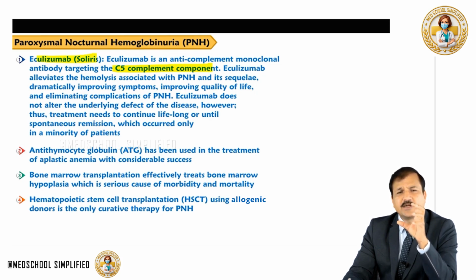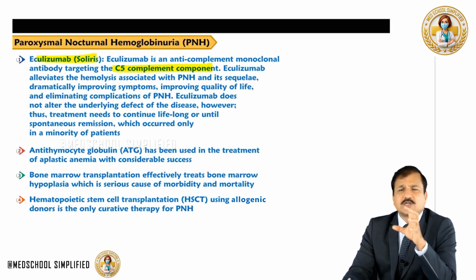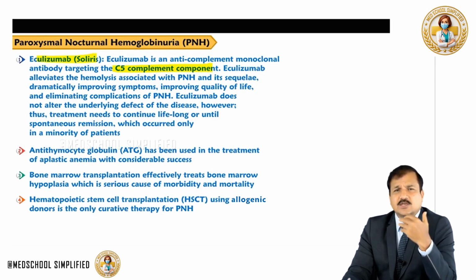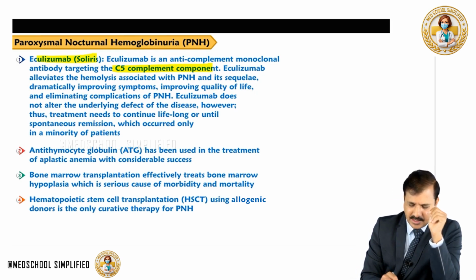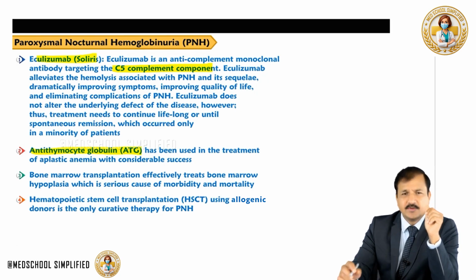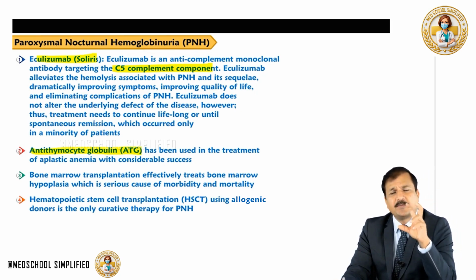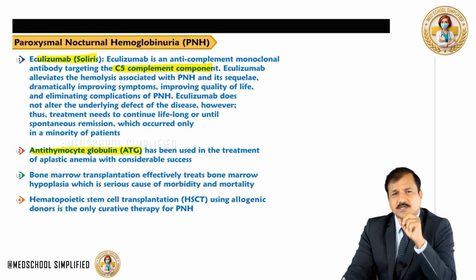However, the treatment needs to be continued lifelong or until spontaneous remission of PNH happens, which happens in some minority of the patients. So, eculizumab is mainly to alleviate the signs and symptoms rather than as a cure for the disorder. Remember that point. Second thing is anti-thymocyte globulin, which has been used in the treatment of aplastic anemia with considerable success in paroxysmal nocturnal hemoglobinuria.